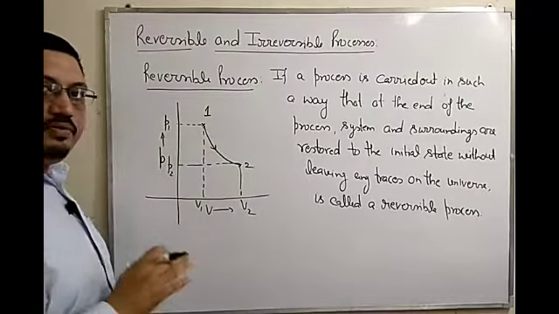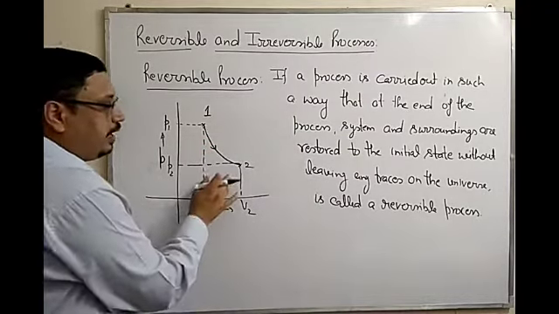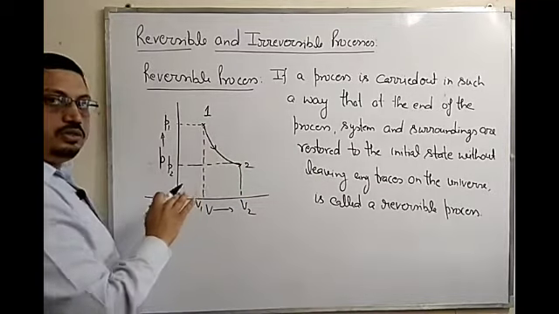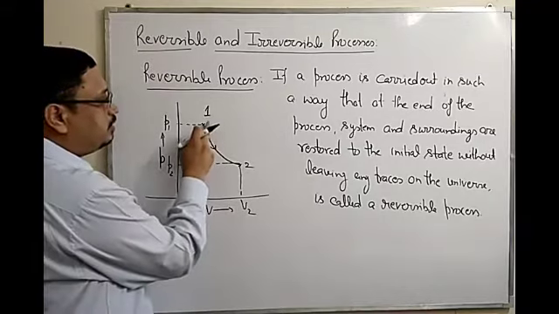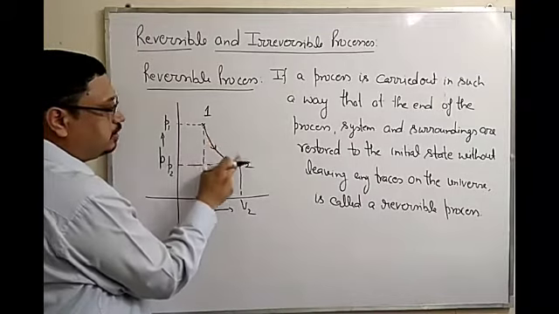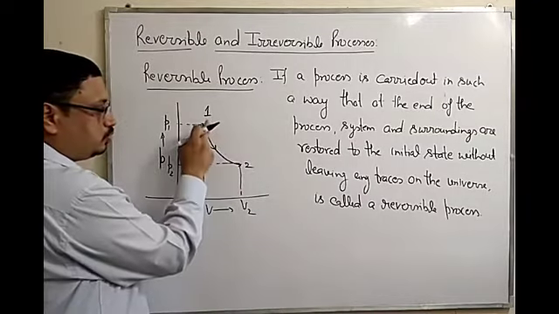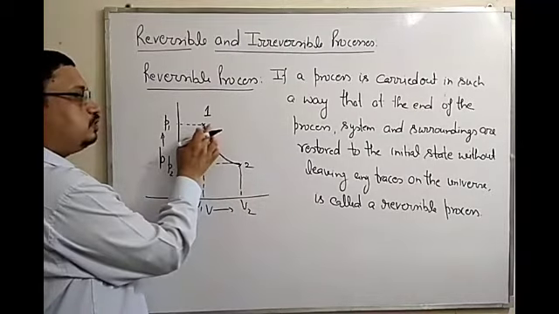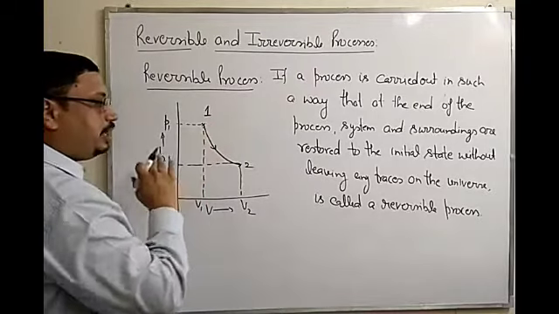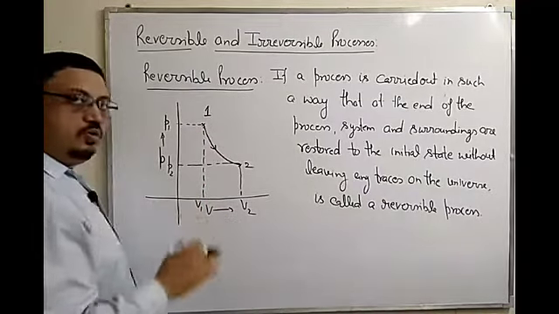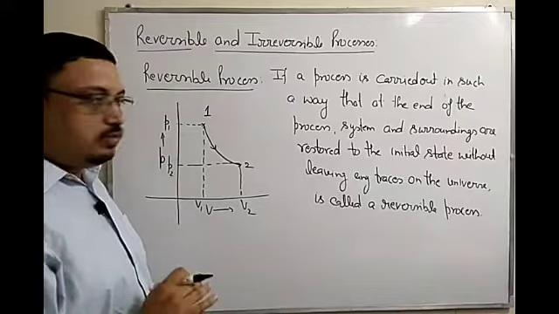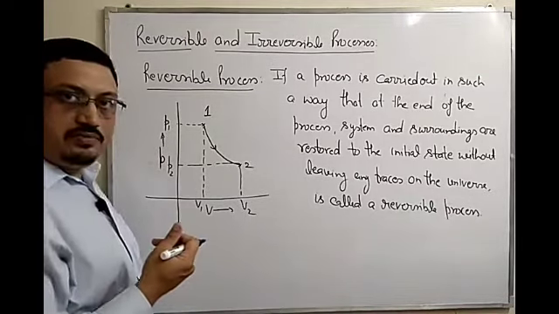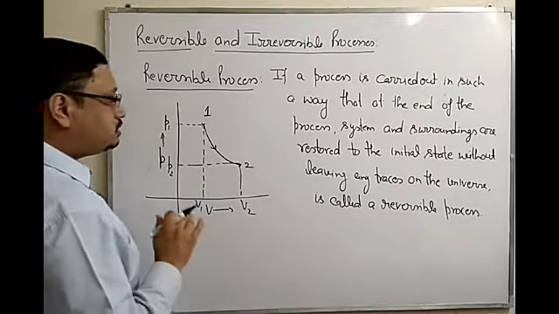This process will be a reversible process if at the end of this process the system and surroundings are restored in the initial state. What is the meaning of this? That if a system proceeds from state 1 to state 2 through the equilibrium states, and if the system can come back from state 2 to state 1, and at the end of this process there is no net effect on the system and surroundings, then this process will be a reversible process. So what is the meaning of this net effect? Zero net effect on the system and surroundings.